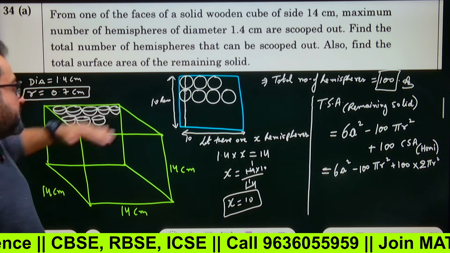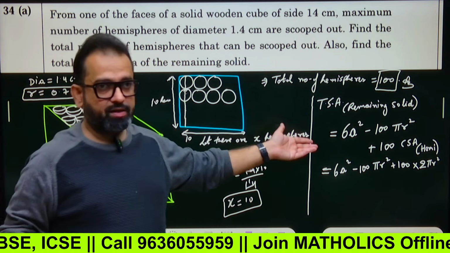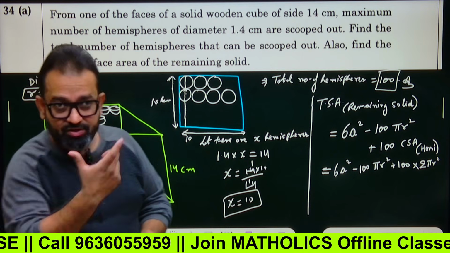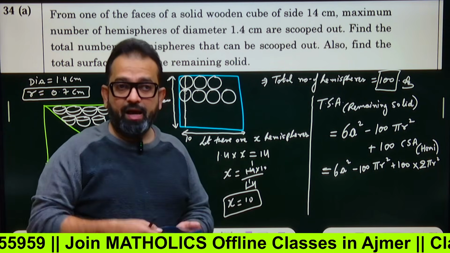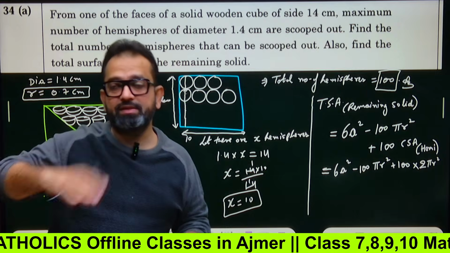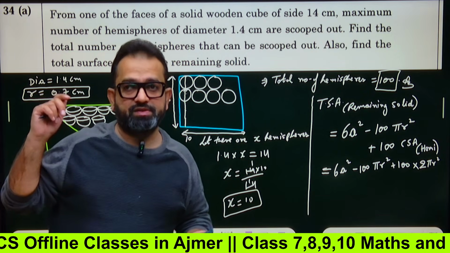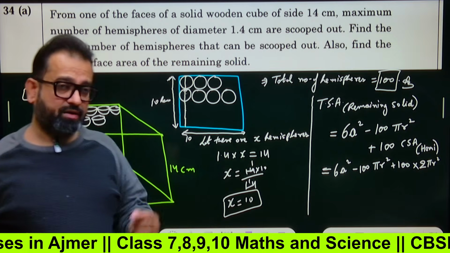But for the top surface, it's not a full square which has to be counted in 6a square, right? It is actually a subtraction of those 100 circles. So 100 pi r square has to be subtracted, and in addition you'll be getting curved surfaces. How many curved surfaces? 100 curved surfaces, that means 100 times 2 pi r square.